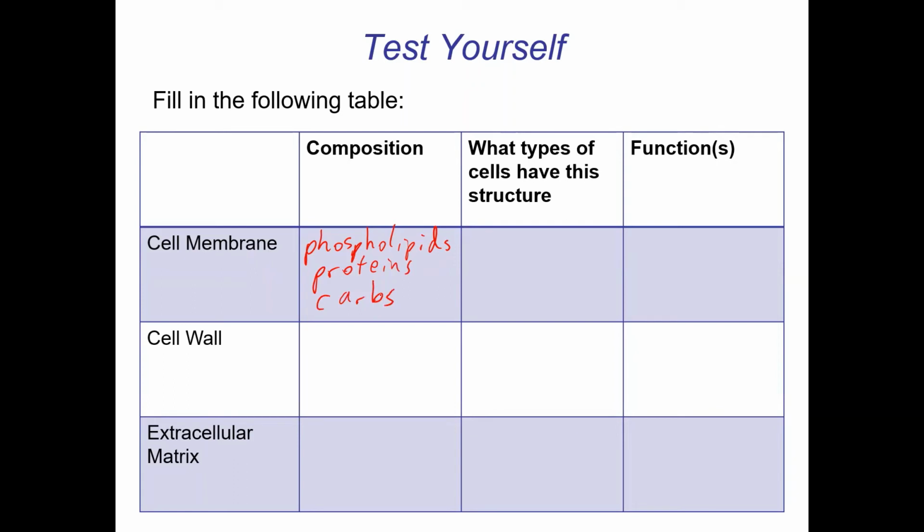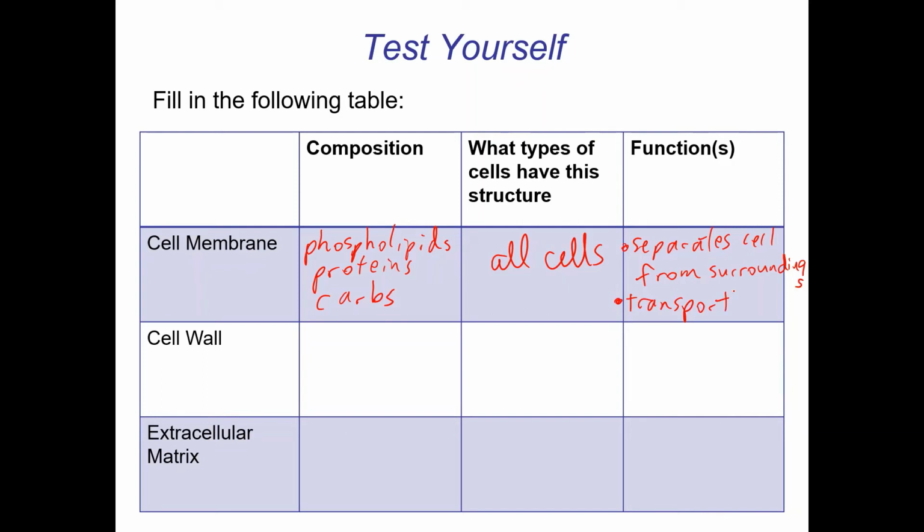So what kind of cells have these structures, cell membranes? All cells do. And what's the function of a membrane? That's a whole essay. But it separates a cell from its surroundings. And the other major thing is it allows transport of stuff inside and outside of the cell. So I'm just going to put the word transport.